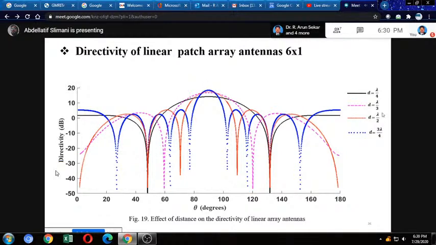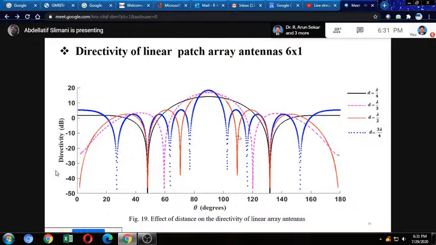If I increase the inter-element distance to lambda per 2, in red color, the level of radiation also increases, the beam width decreases, and the secondary lobes increase. The more the inter-element distance increases, the more the level of radiation increases, but the secondary lobes also increase. For the last case, d equals 3 lambda per 4, in blue color, we have a high level of radiation, but we have four secondary lobes on each side. So the more the inter-element distance increases, the more the radiation level increases, but with a problem in terms of secondary lobes.